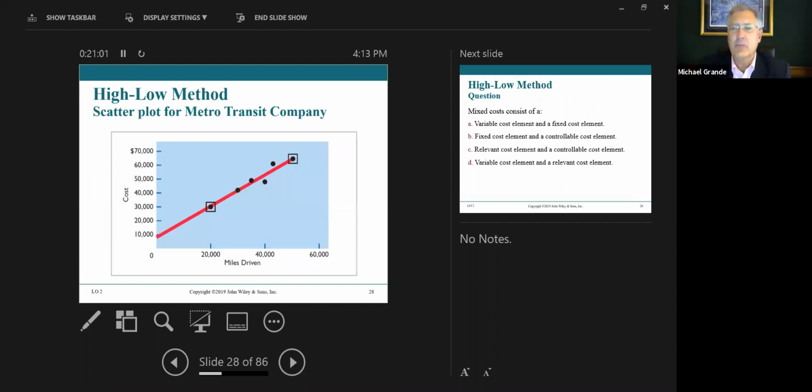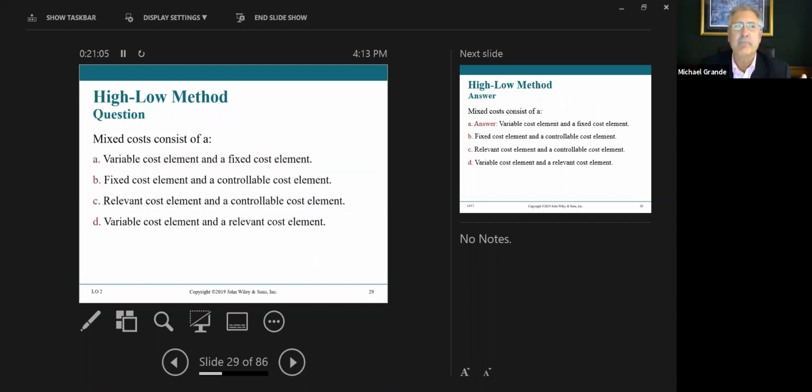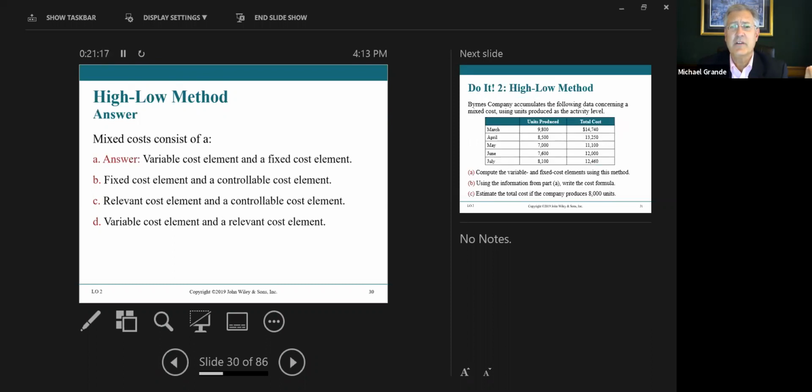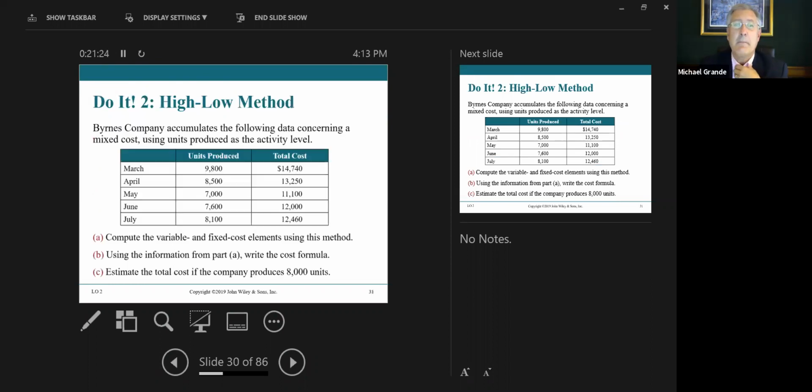I don't want to worry about a scatter graph chart, so let's ignore that. So here's a question with regard to mixed costs. Mixed costs consist of a variable cost element and a fixed cost element. That's true. The other choices don't make sense. So remember, mixed costs include both a fixed and a variable component.